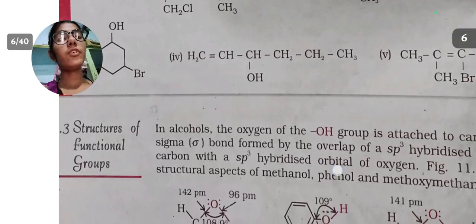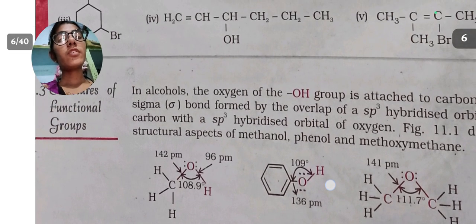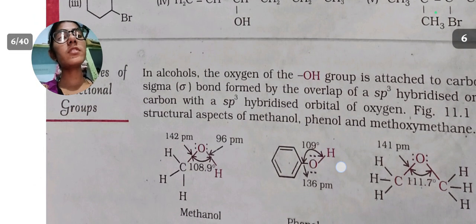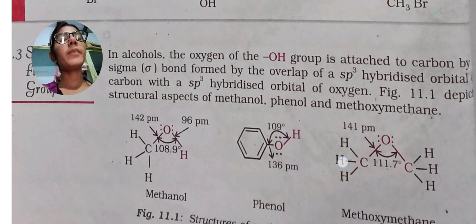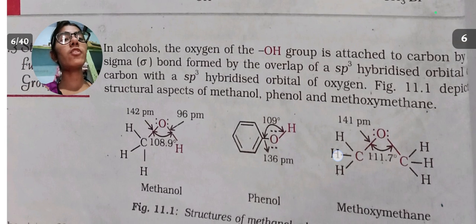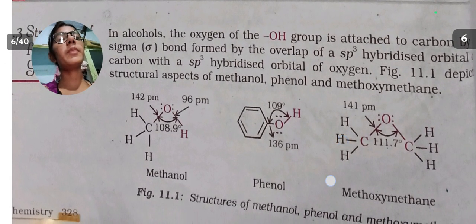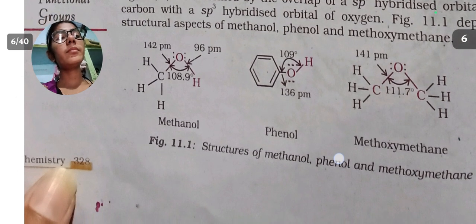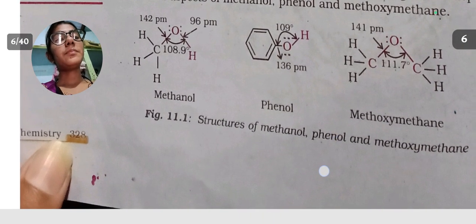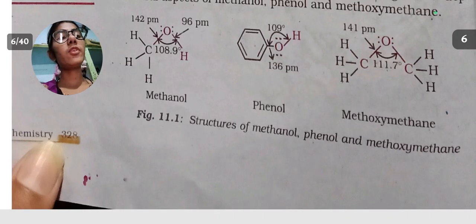First of all, the structure of the functional groups. In alcohols, the oxygen of the OH group is attached to the carbon by a sigma bond formed by the overlap of sp3 hybridized orbitals of carbon and oxygen. See the structures of methanol, phenol and methoxymethane.